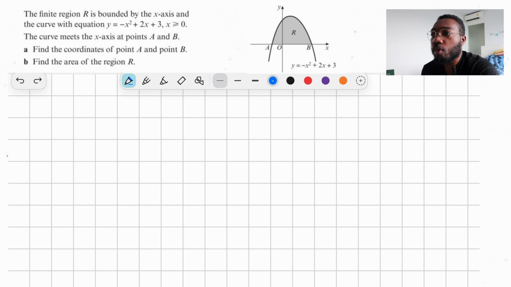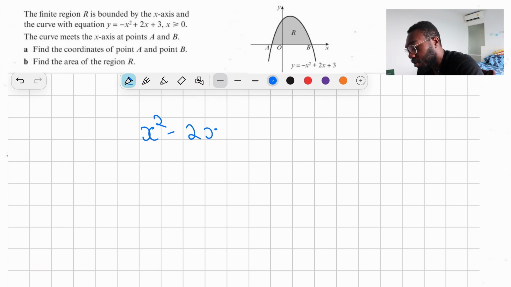So for this question, if we know that it crosses the x-axis, we can just make that equation equal to 0. Now I'm going to times everything by -1 because it'll be easier to solve. If I times the equation by -1, we get x squared minus 2x minus 3, and then that will be equal to 0. Therefore, what are my two values?